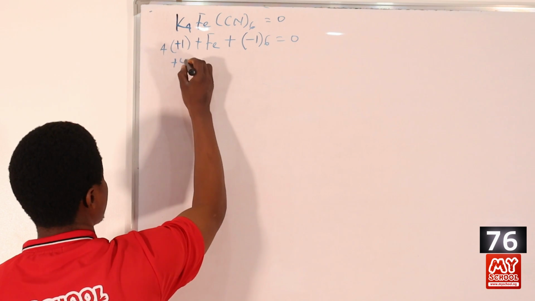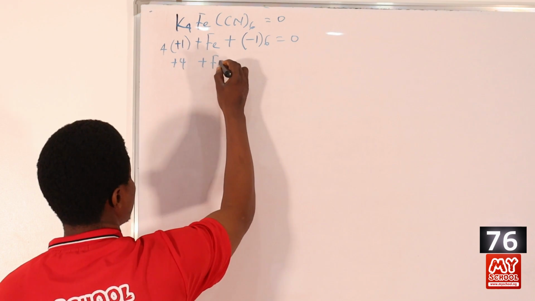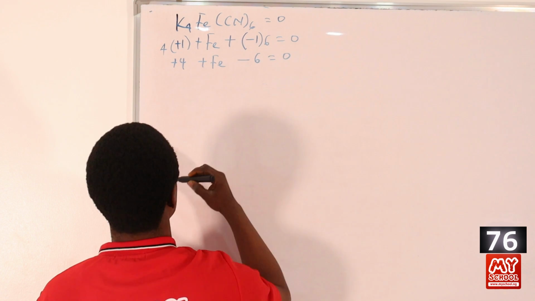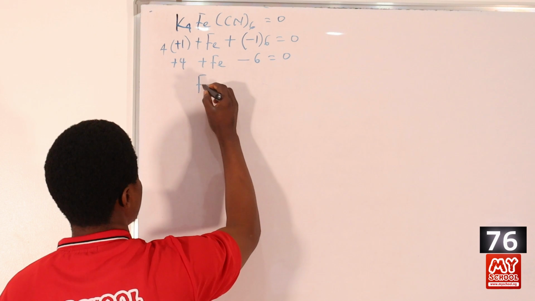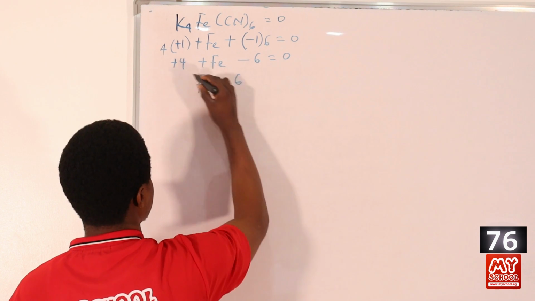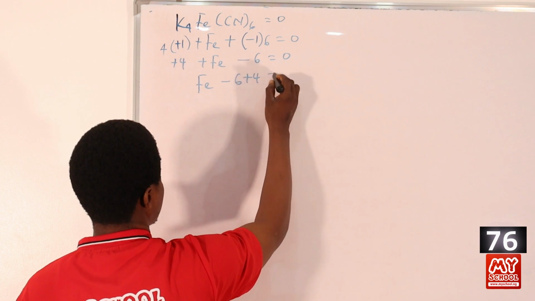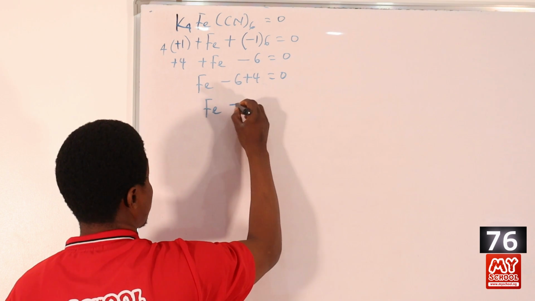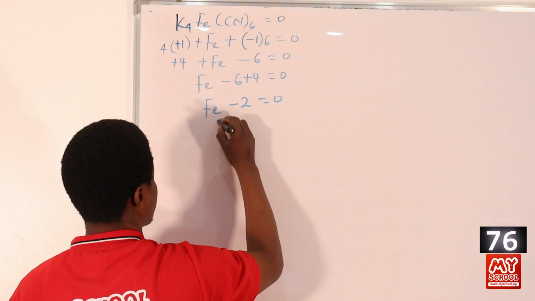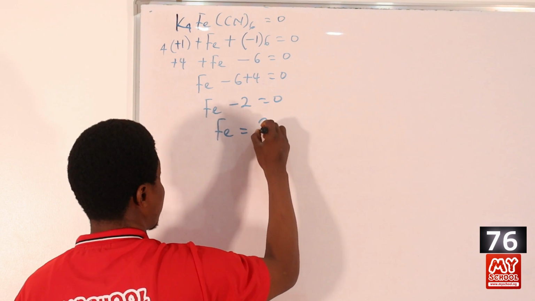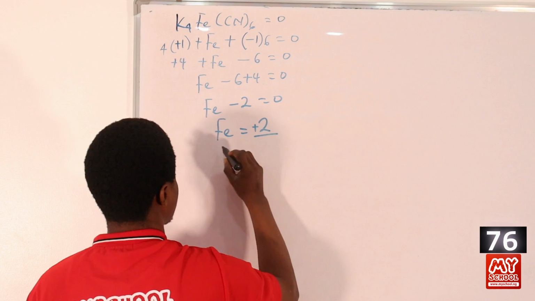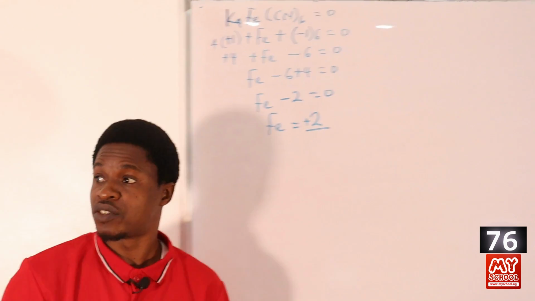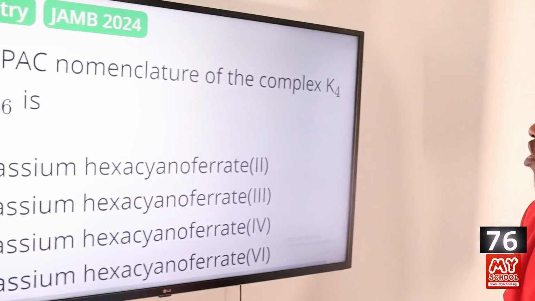So this will be positive 4 plus Fe plus minus 1 times 6, that is minus 6, equal to 0. So Fe, minus 6 plus 4, gives us minus 2, plus Fe equal to 0. Which means Fe is actually positive 2. So that means this is ferrate(II). Let's move back to the screen and see the IUPAC nomenclature of the complex.